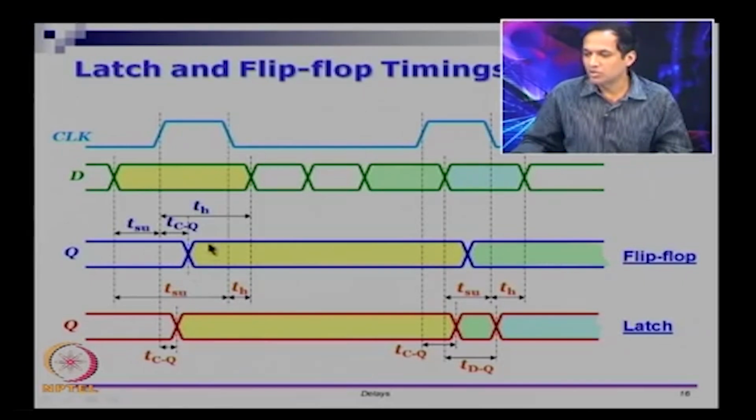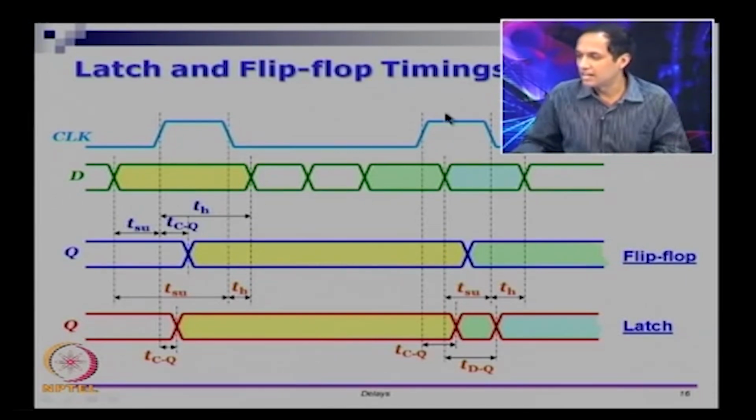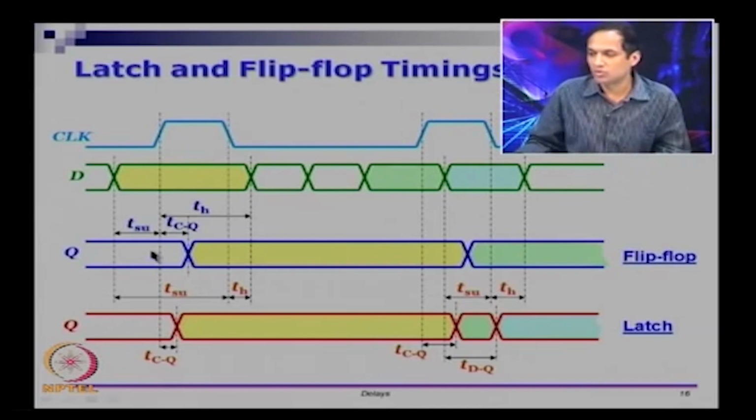There was a yellow value that got sampled, it was kept constant for some amount of time till the next clock edge arrives, and when that clock edge arrives it is sampling the green value, and that is what you have here. Now let us look at all the setup time, hold time and so on.